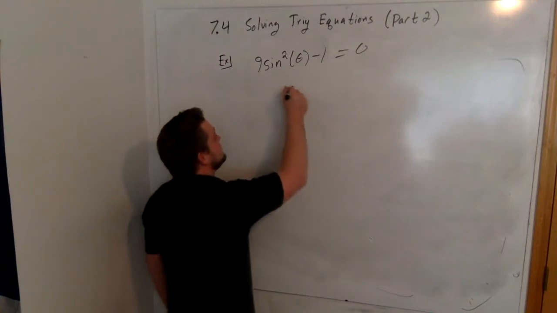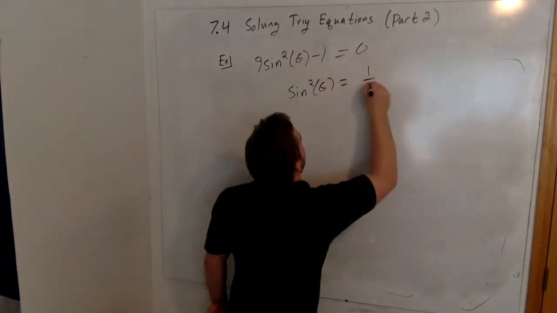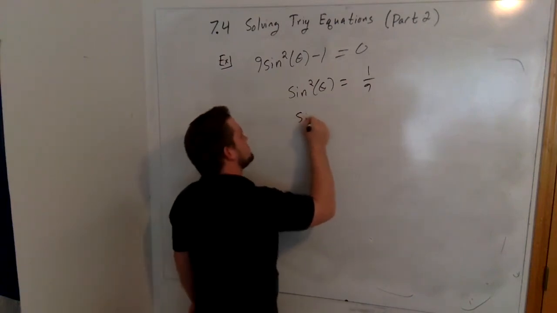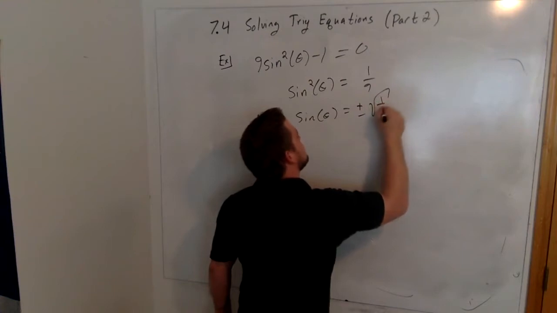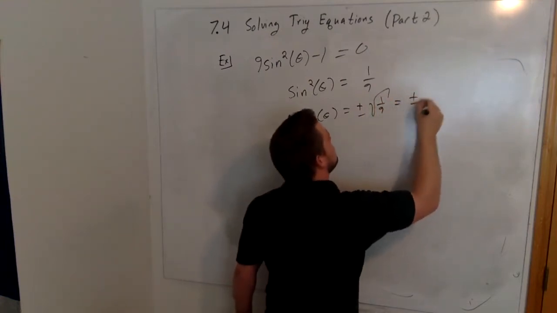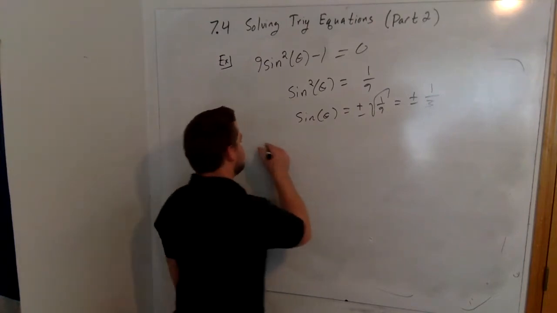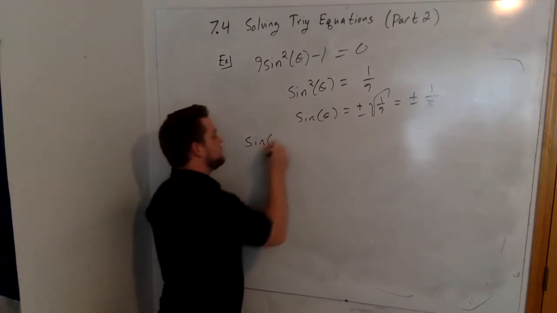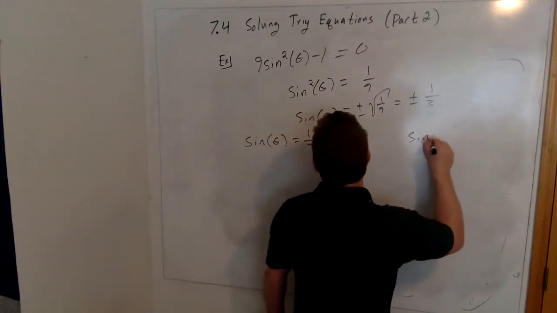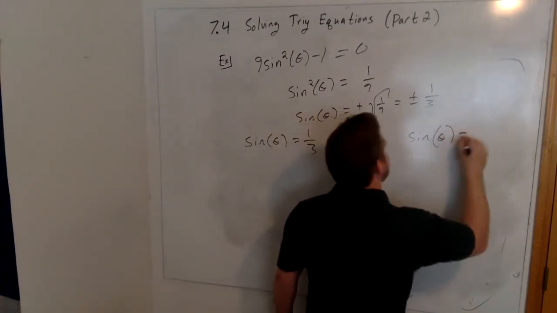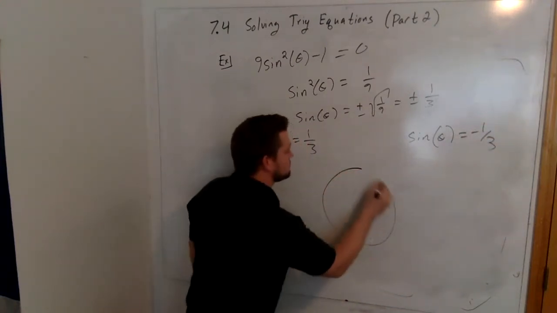So let's first isolate sine squared. So we'll have sine squared of theta will be equal to 1/9. So we'll have that sine of theta will be equal to plus or minus the square root of 1/9, which is the same thing as plus or minus 1/3. Okay, so we have 2 equations to solve. We have sine of theta could be equal to 1/3, or sine of theta could be equal to negative 1/3.